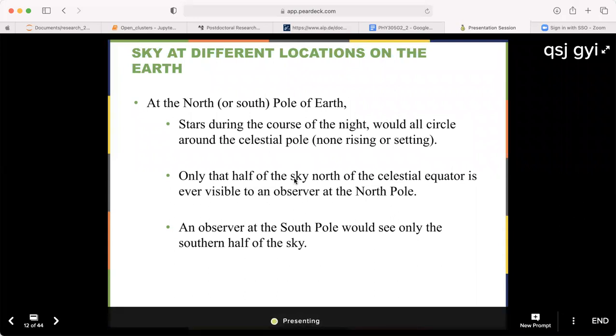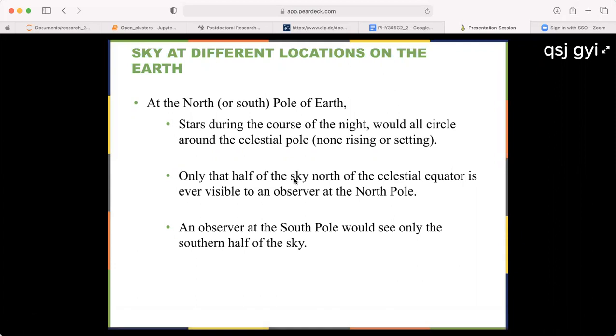Now, if you are in between, then you can see a little bit of the south side of the sky. If you are located in a place like Sri Lanka, in terms of a percentage, you will see mostly the northern part, but you can see some of the southern part of the sky as well, because we are pretty close to the equator.